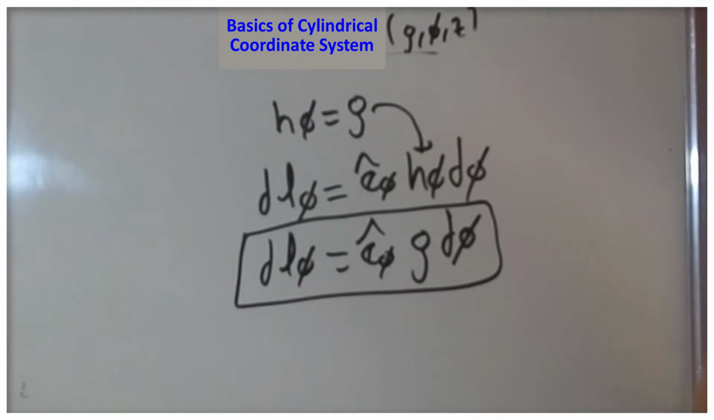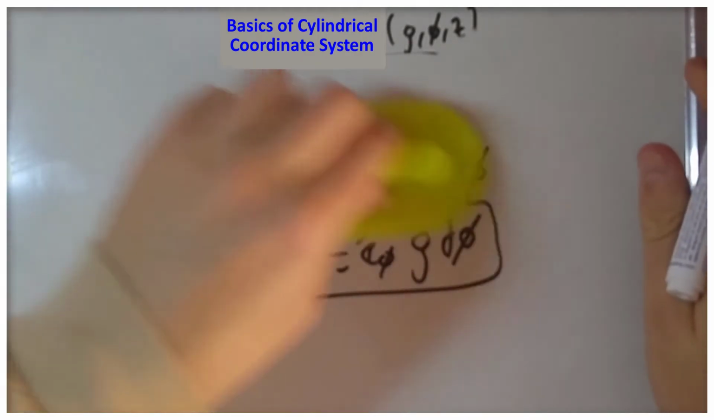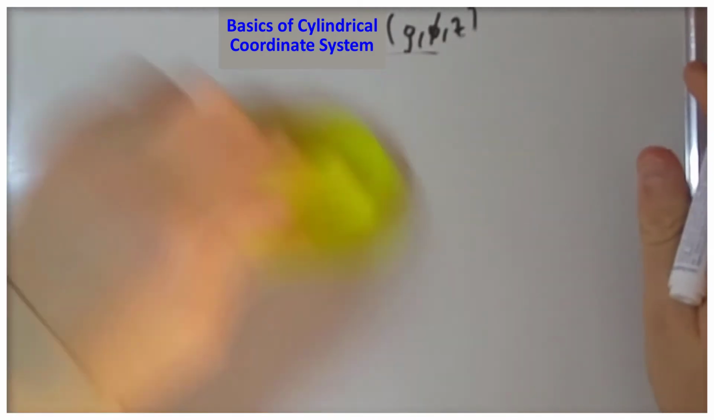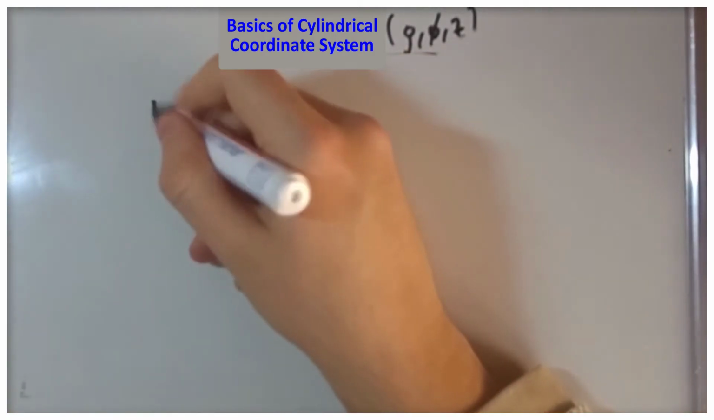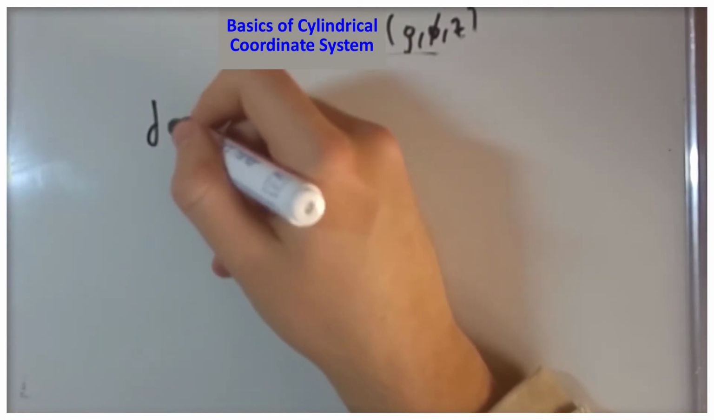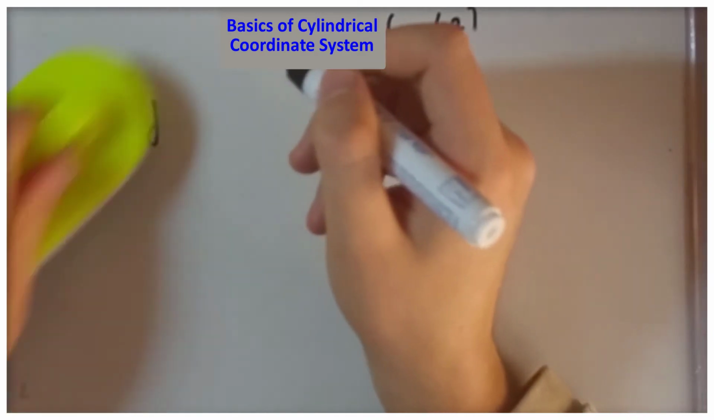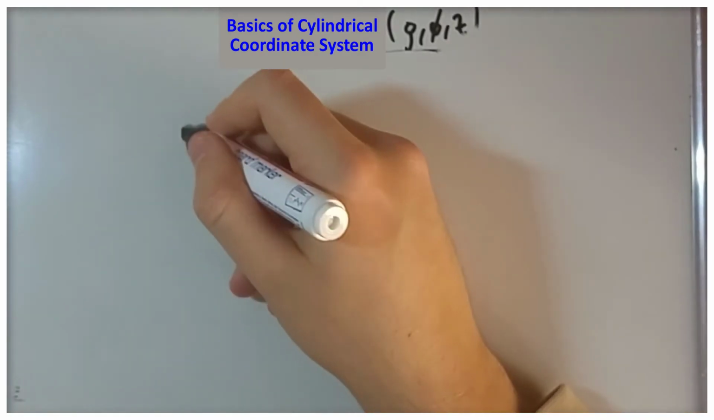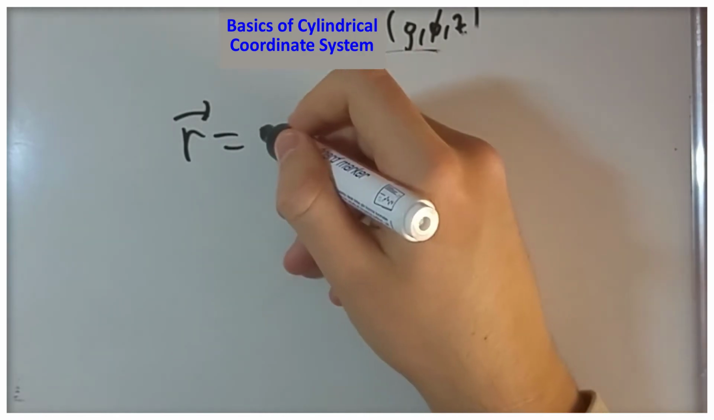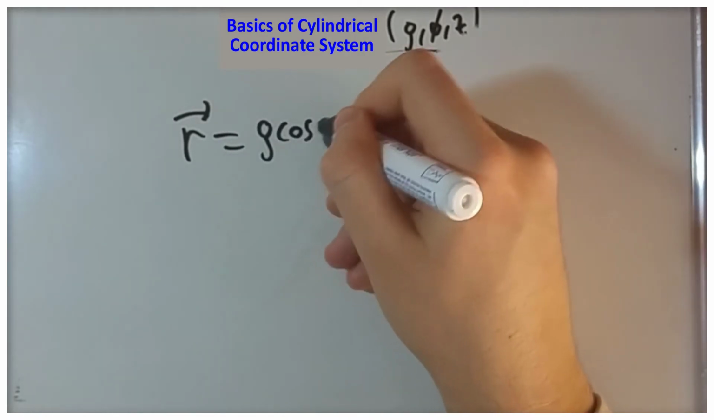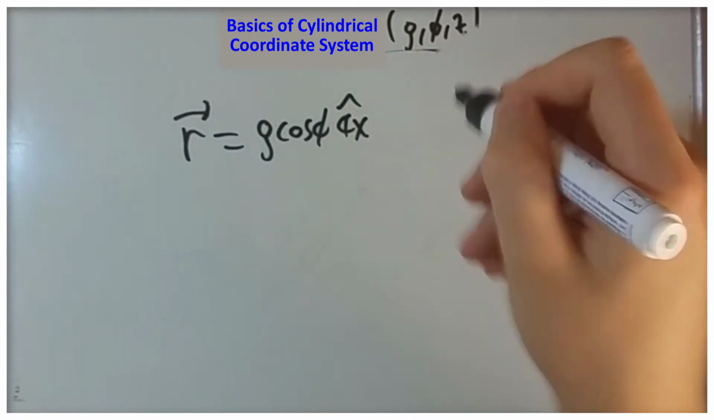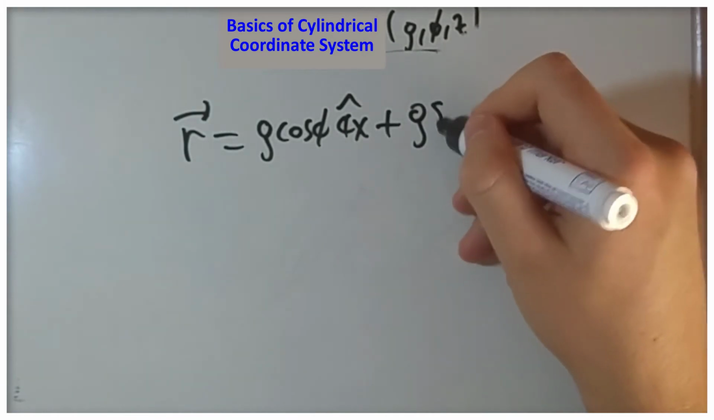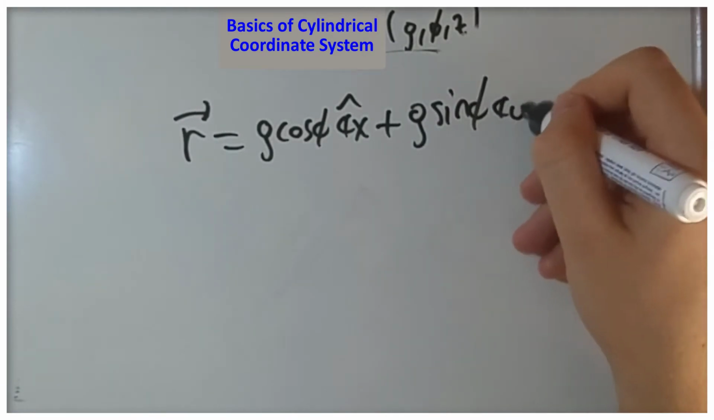Likewise, if you want, let's rewrite r here: rho cos phi ex plus rho sin phi ey plus z ez.